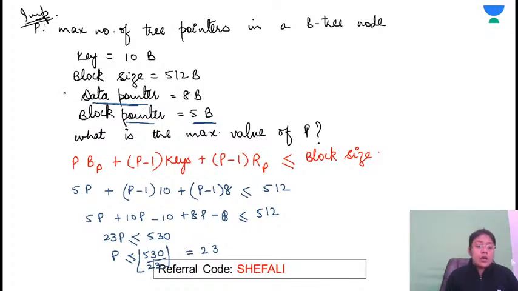So this is all about B trees and the different concepts, different formulas that can be asked, can be formed on the basis of B tree. If you have any doubt, you can ask. Otherwise, we'll move on to the concept of B plus tree.